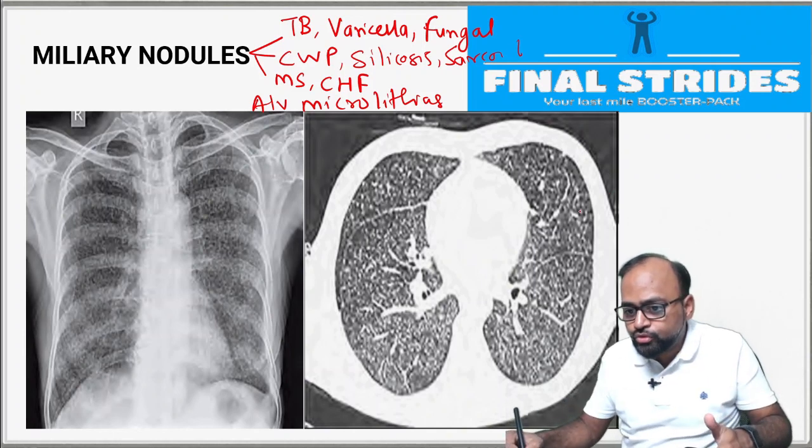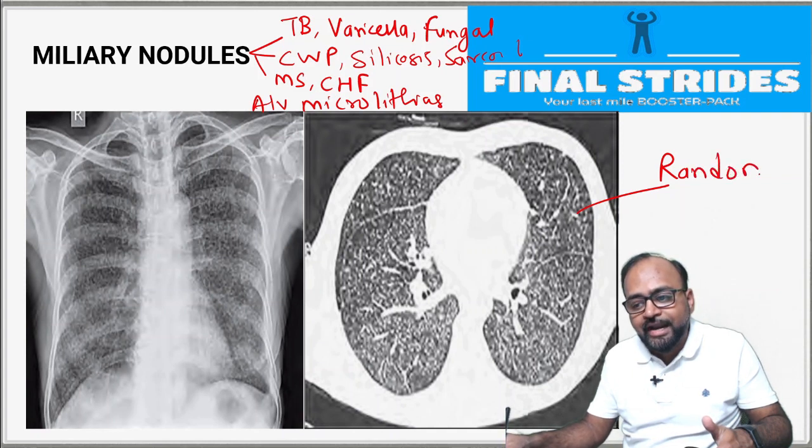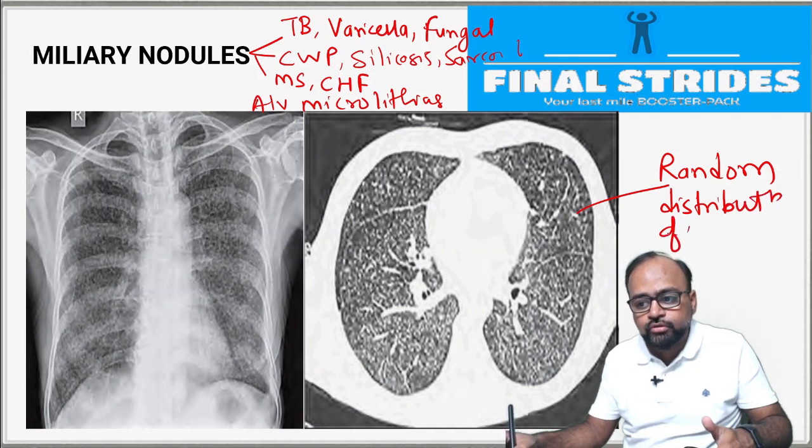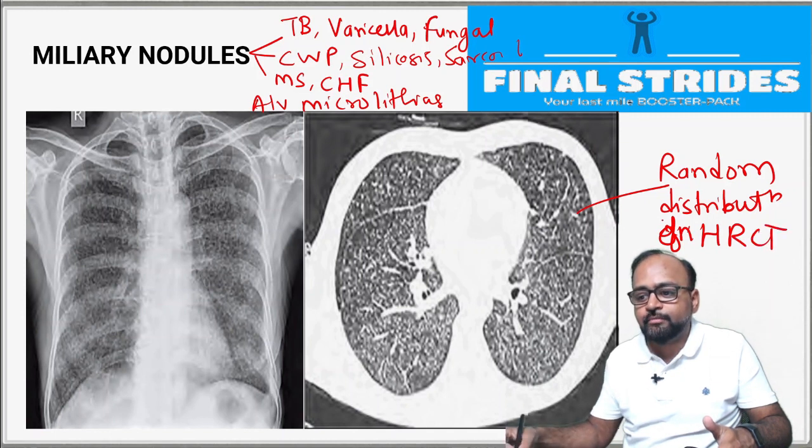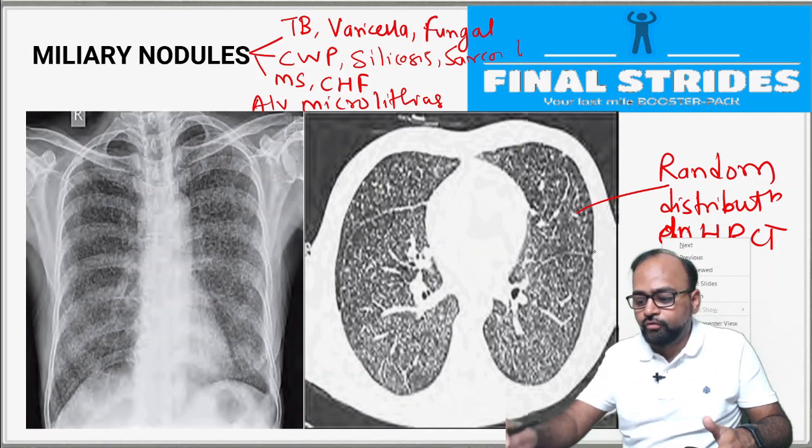The nodules throughout the lung fields are said to be distributed in a random distribution on HRCT. So randomly distributed nodules on HRCT, right? It is very typical of miliary nodules.